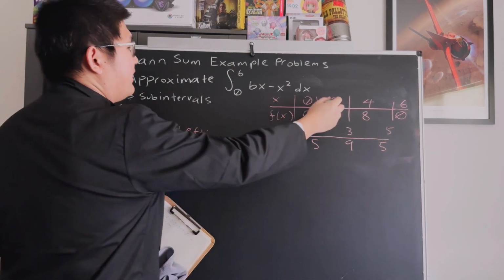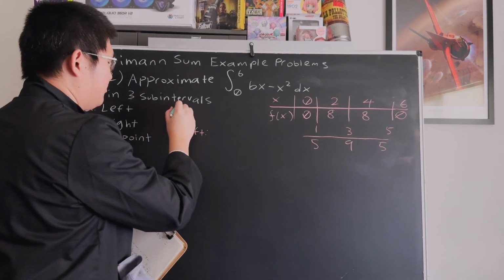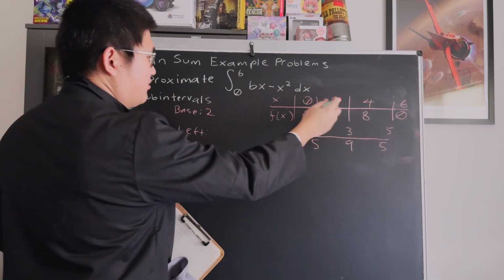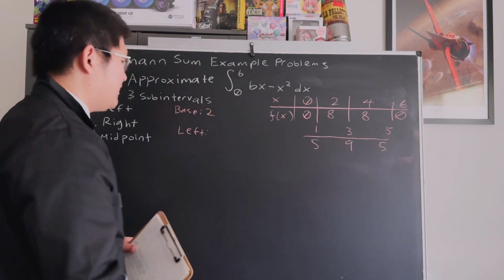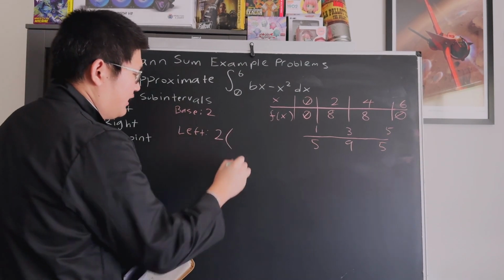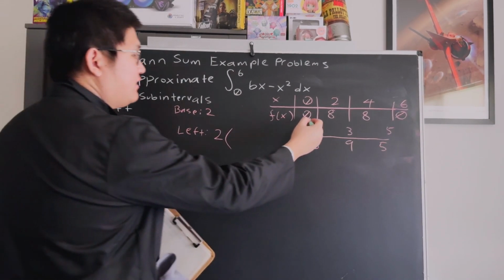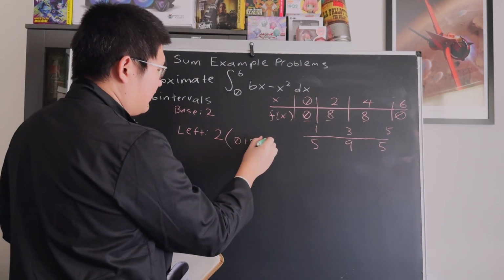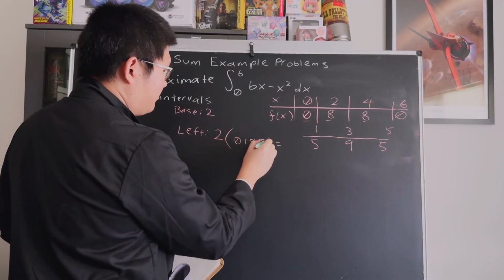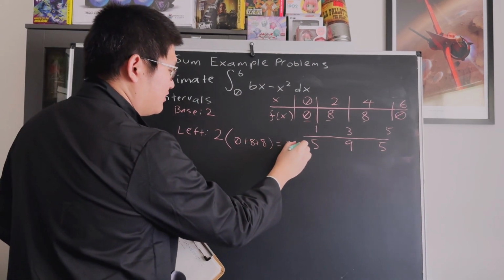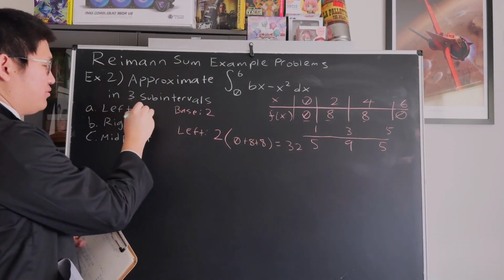Understand, of course, that the base going across each of them is going to be 2. As you can see, going from 0 to 2, 2 to 4, 4 to 6, the bases of them will be 2 each. So the left side approximation will have a 2 weighting on the outside, and then the 3 heights on the left side of 0, 8, and 8, meaning that we end up with a total result of 16 times 2, which is a 32. Very simple.